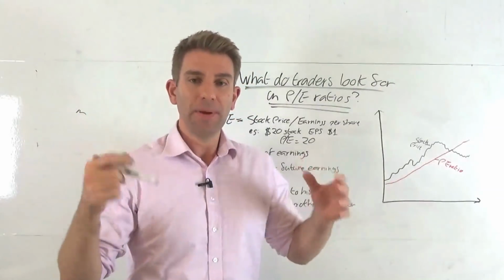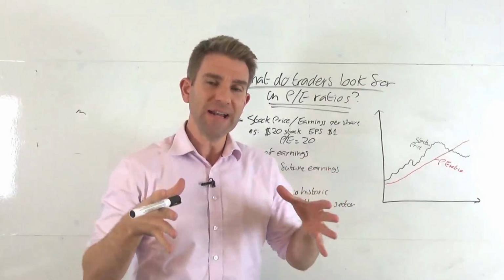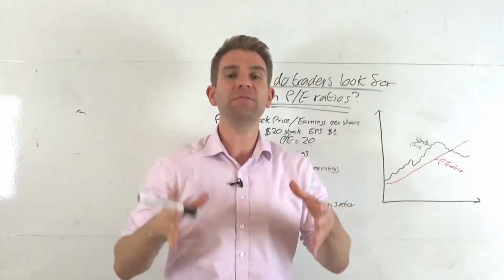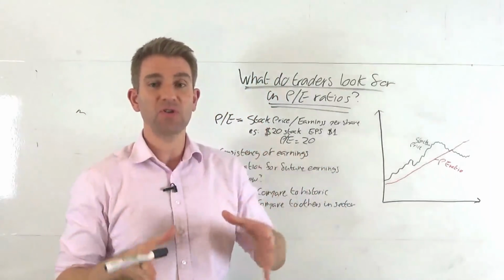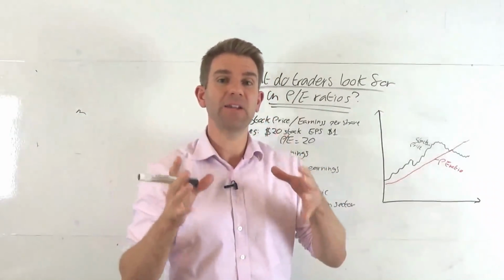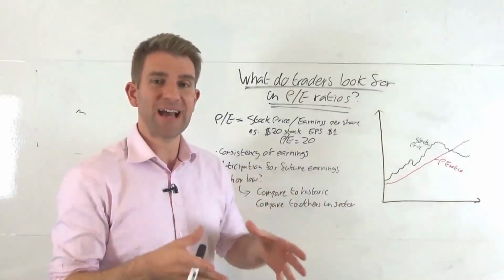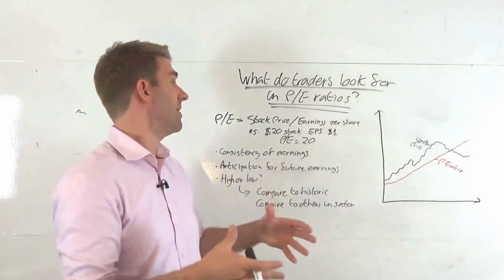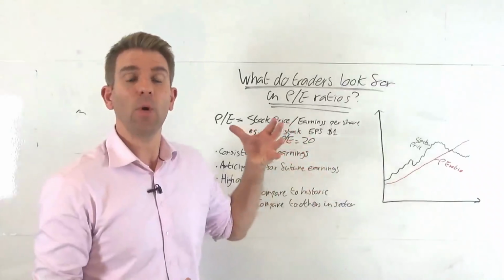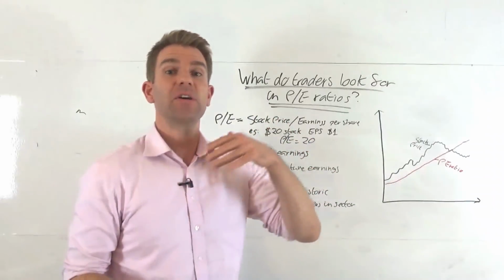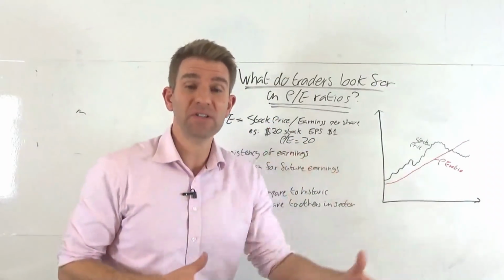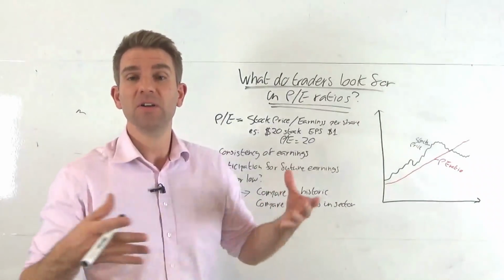PE ratios are really the foundation for many fundamental investors' decisions. They look at the PE ratios and then make a decision. So what do traders actually look for in a PE ratio? First of all, what is it? And what patterns do they look at to see if it's undervalued or overvalued, whether they should invest in the stock or perhaps whether they should consider selling the stock?